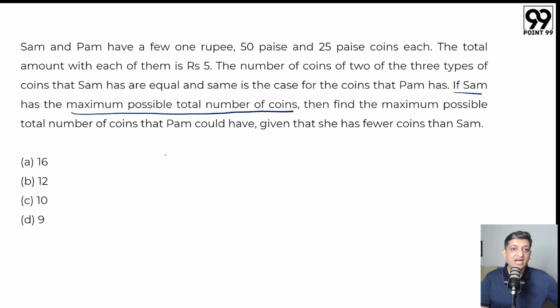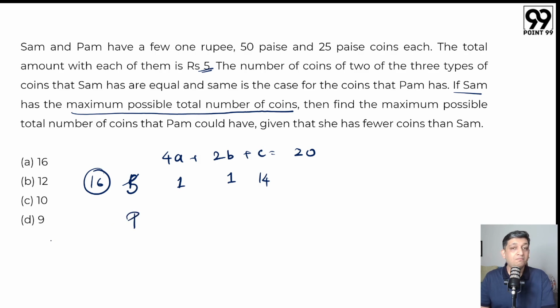So we saw that we are going to have 4A plus 2B plus C equal to, in this particular case, 500 divided by 25. We saw that this was equal to 20. Now in terms of Sam, what is going to happen? Sam is going to have one coin of A, one coin of B, because exactly two of the three denominations should have equal representation. And in terms of C, what is going to happen? 4 plus 2, 6, plus what is 20? So 14. So how many coins will Sam have? Sam will have a total of 16 coins.